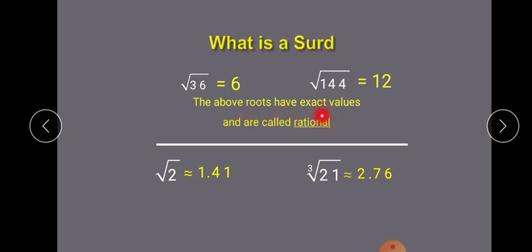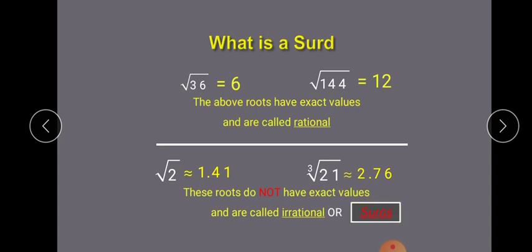The above roots have exact values and are called rational. So see, the answers of these numbers don't have a root. For example, the first answer is 6, the second answer is 12. So these are rational numbers and the downside ones are irrational numbers, or we can call them surds. So sometimes the question might come as fill in the blanks. Irrational numbers are also called dash. Then we have to say irrational numbers are also called surds.